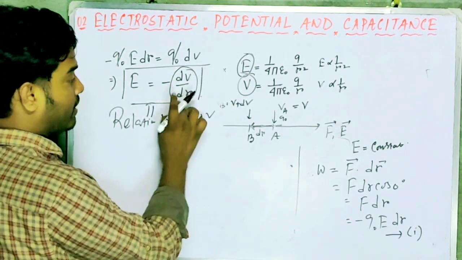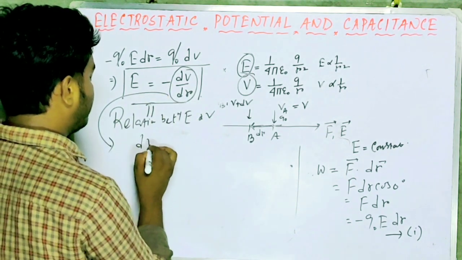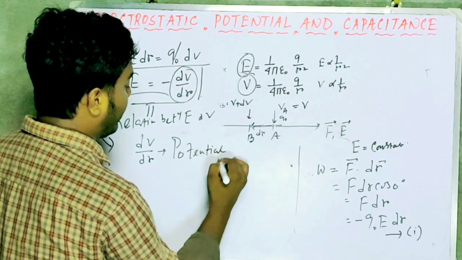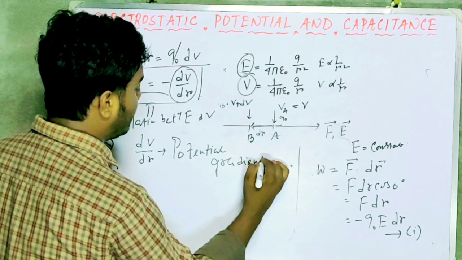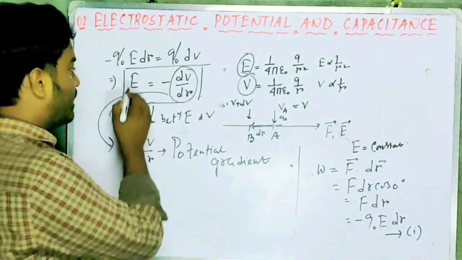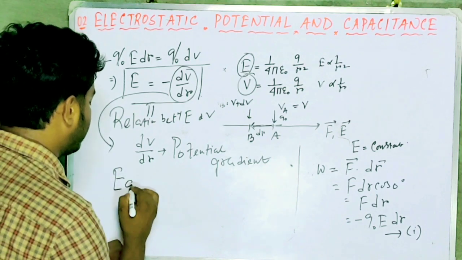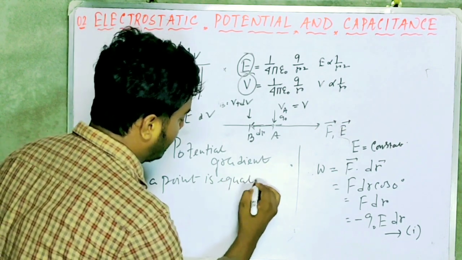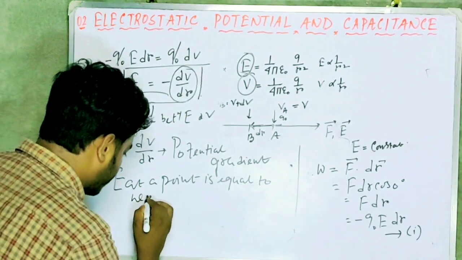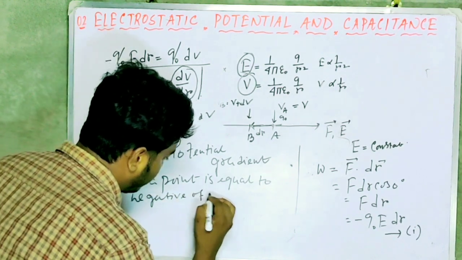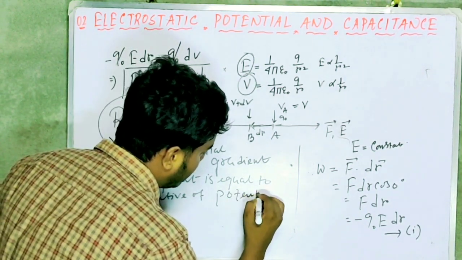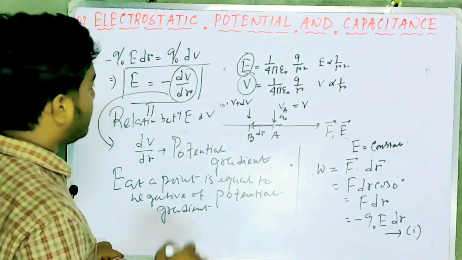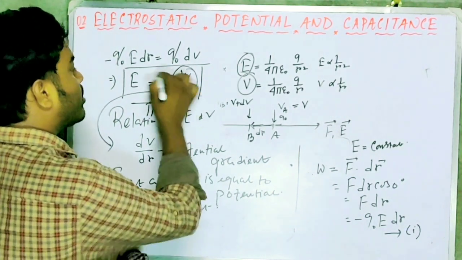respect to distance. This dV by dr is called the potential gradient. That means the electric field at a point is equal to the negative of the potential gradient. And what is the significance of the negative sign here?